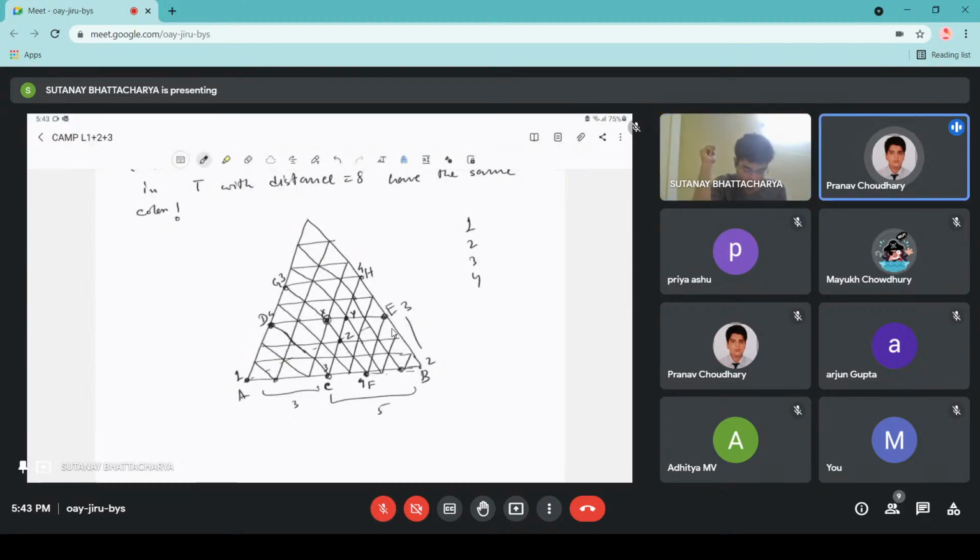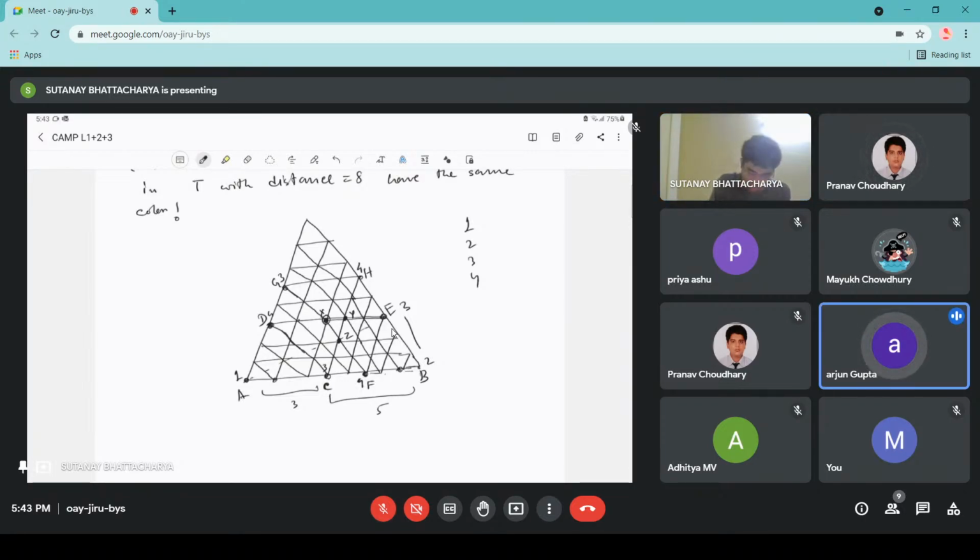So what are the possible options for the color of X? It is not 3, because of A and E. And it's not 4 because of F. Basically, I think we can prove that each of the points X, Y, Z is not 3, not 4. Correct. So X has to be either 1 or 2.